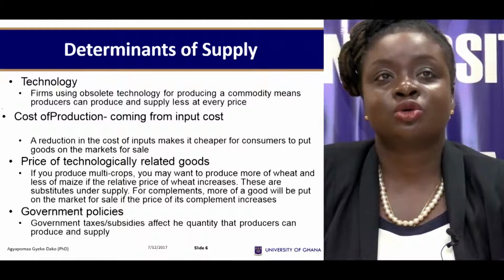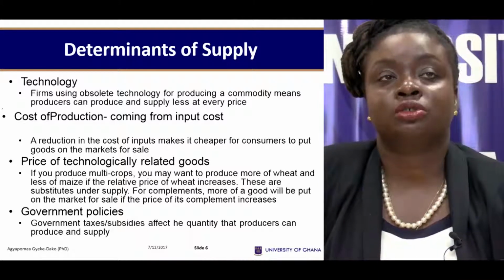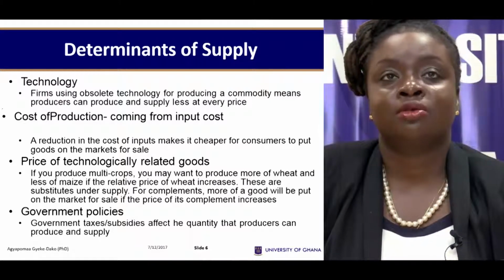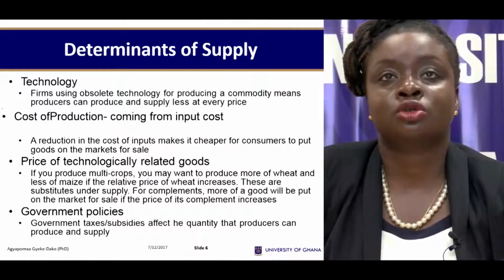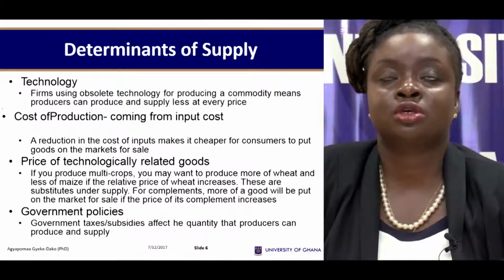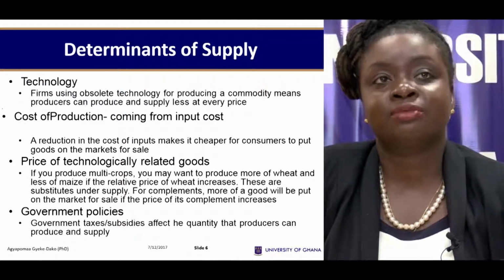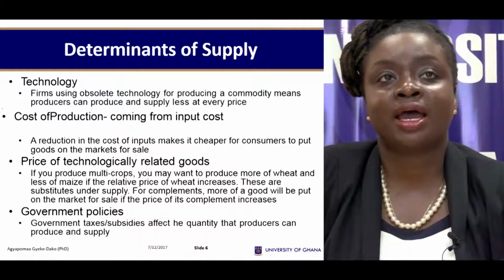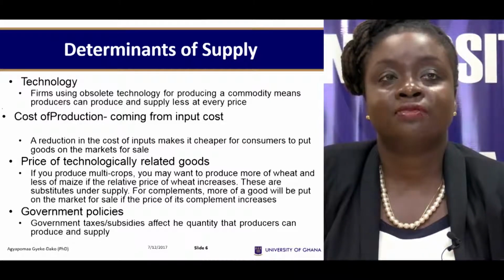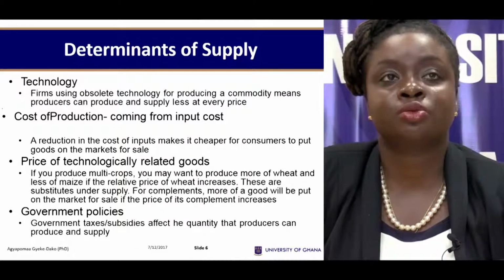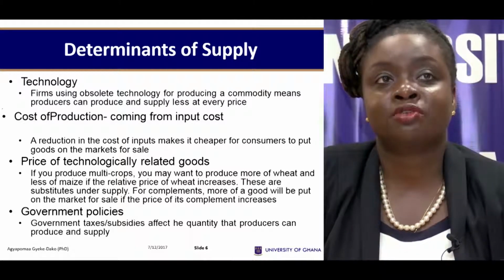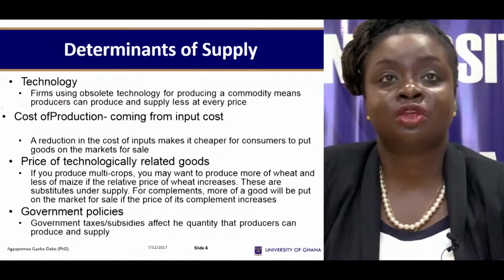Cost of production is also another factor that would influence supply. And cost of production would obviously come from the cost of the inputs that are going to be used in production. Holding every other factor constant, generally, if the cost of production was high, producers would be willing and able to put less on the market for sale. If the cost of production was low, producers would be willing to put more on the market for sale because it's less expensive for them to produce.